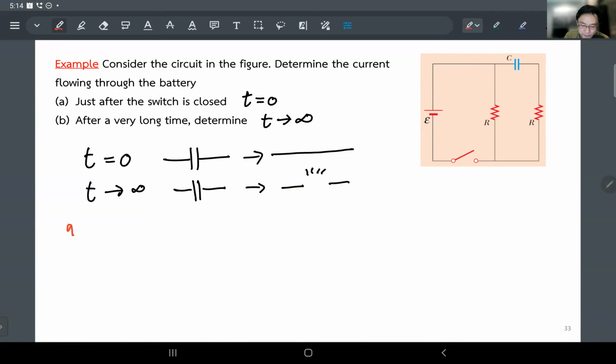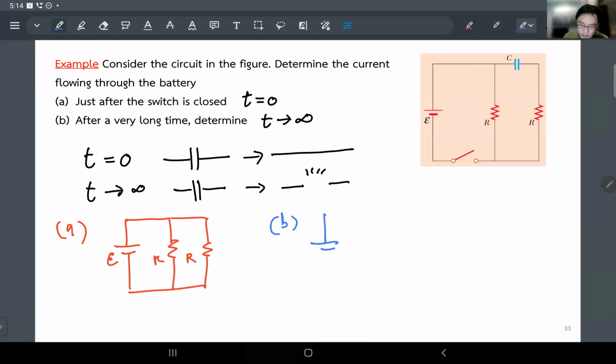So for part A, you just treat your capacitor like an electrical wire. So your circuit will look like this. Voila. With me? Yes. And for part B, your circuit will look like this. That's it, because this is broken. When it's broken, that part of the circuit, you just ignore. You don't need it anymore. So your circuit will be reduced down to just this part. Hey, I don't care about this. And from here, you can calculate your current very easily.